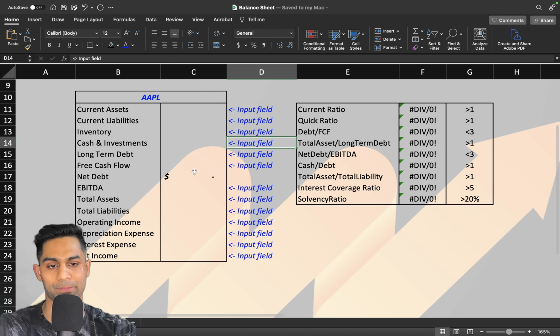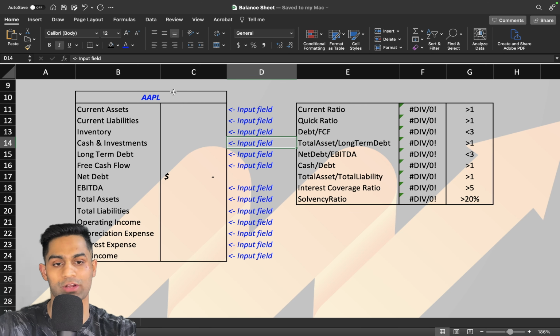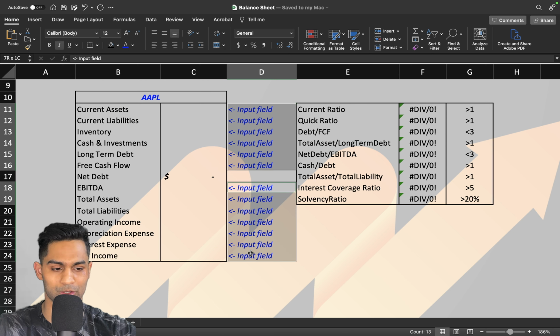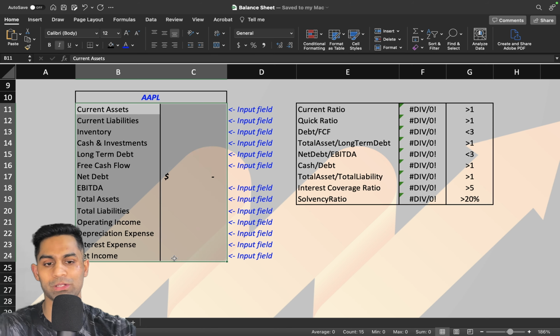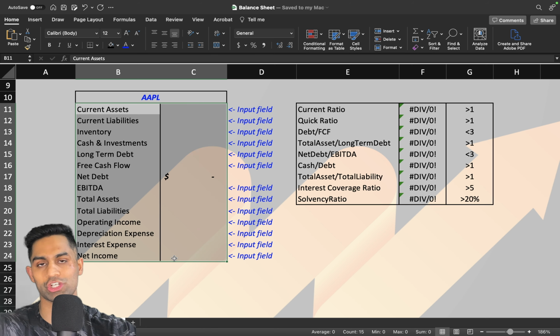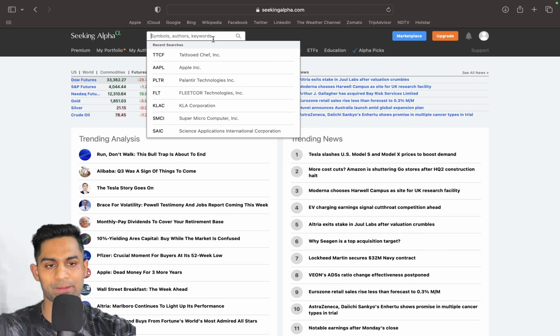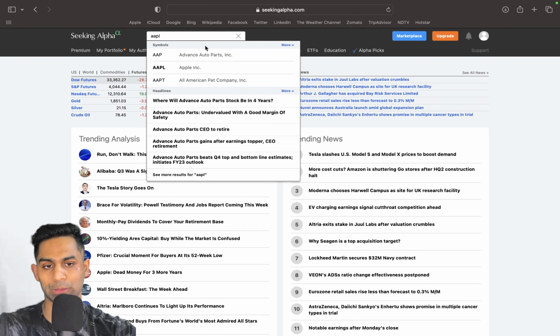And then of course you've got the balance sheet metrics over here. So you've got input fields all over here. We've got a total of, let me just take a quick look, 13 input fields, and you're going to find all this information simply from the company's income statement, balance sheet, and the cash flow statement. So what I've done is I've simply gone over to Seeking Alpha, and I'm going to type in AAPL. That's going to be Apple.